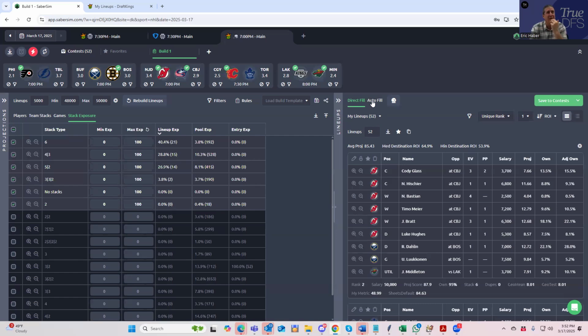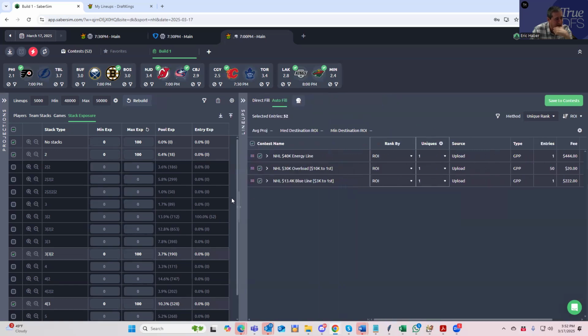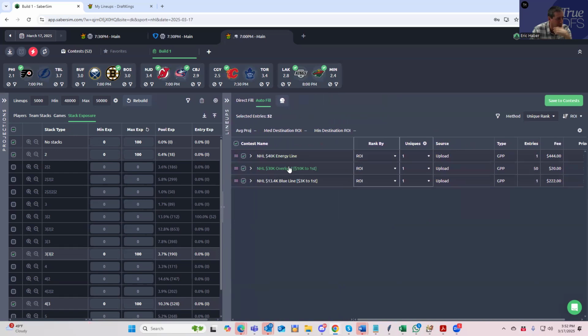The way that works is that when you put on autofill, it will first run the sims. For example, if we did this, it would first run the sims for the energy line, take the best one lineup for that, then take it out of the pool, rerun everything for the overload, take the best 50 lineups for that, take all those out of the pool, and then run it again for the blue line and put the one lineup in there.